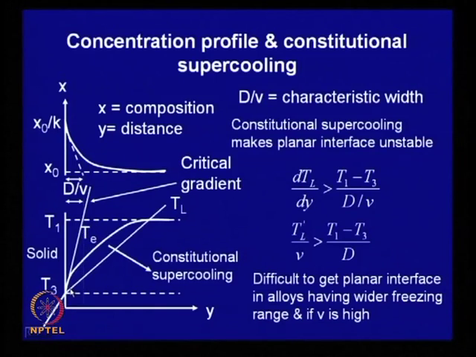If the gradient is on this side, you will have planar interface. If the gradient is on this side, you will have dendritic growth. So, this side you have planar, and this side you have dendritic growth. Looking at this diagram, or this type of relationship, you can see that it will be difficult to get planar interface in alloys where this temperature is very high. Also, if the cooling rate is very high, the V, that is the rate at which the interface moves, it will be extremely difficult to get planar interface. And also if the alloy has a wider freezing range, then also it will be very difficult to get a planar interface.